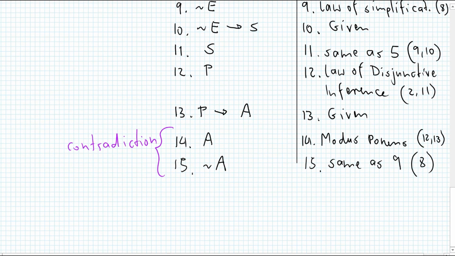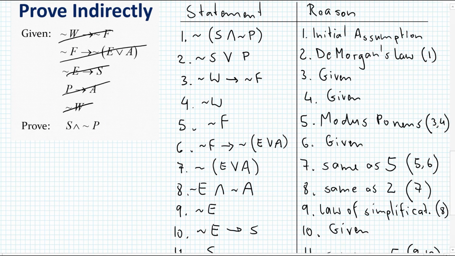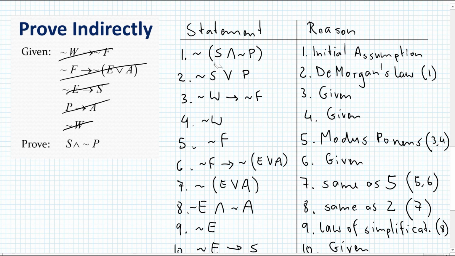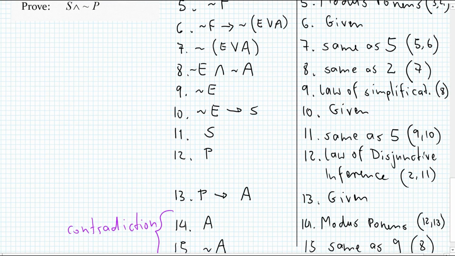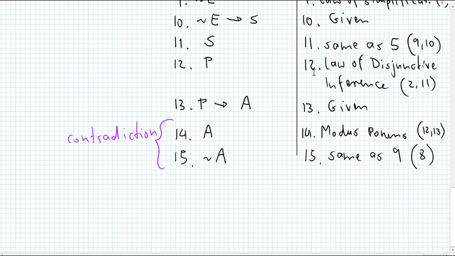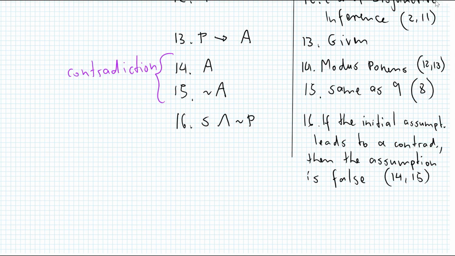Okay? Now, since we have a contradiction, what can we say about our initial assumption? Again, as we go back here, we assumed the opposite of the conclusion, not quantity S and not P. Well, therefore, now we can say that the initial assumption is false. So therefore, we can say that S and not P must be true. And the reason, again, if the initial assumption leads to a contradiction, then the assumption is false.